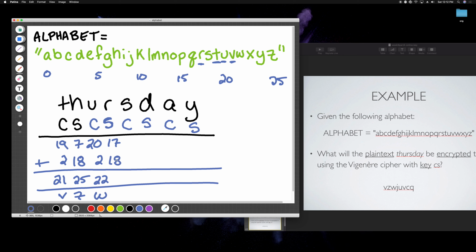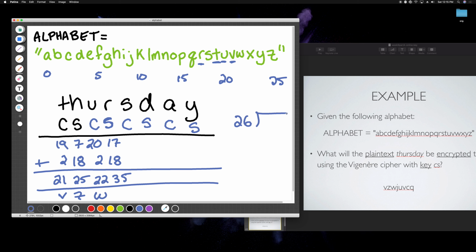We get 35 back. Now in this case, 35 is too big. So since 35 is too big, we are going to have to mod to take care of that wraparound. So we'll take the length of the alphabet, which is 26, correct? Because the last character is at position 25, but we start counting at 0. So the length of the alphabet is 26.